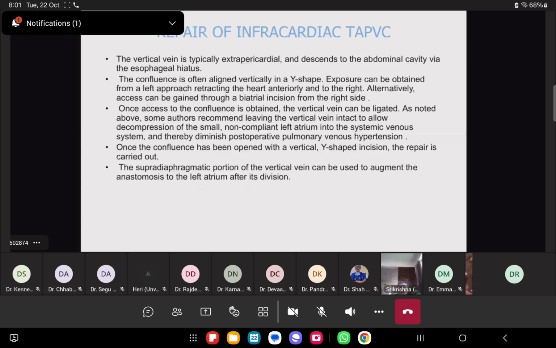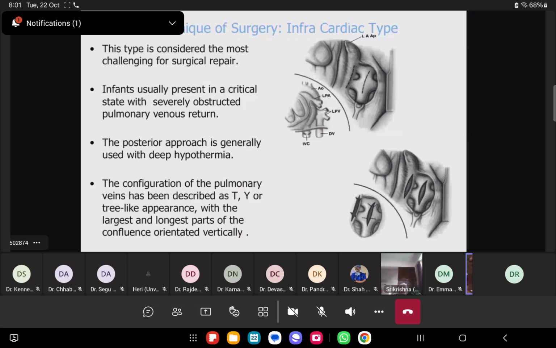Once the confluence has been opened with a vertical Y-shaped incision, the repair is carried out. The supradiaphragmatic portion of the vertical vein can then be used to augment the anastomosis to the left atrium after its division. Infants usually present in a critical state with severely obstructed pulmonary venous return in the case of infracardiac TAPVC. The configuration of the pulmonary veins can be T, Y, or tree-like, with the largest and longest parts of the confluence oriented vertically.